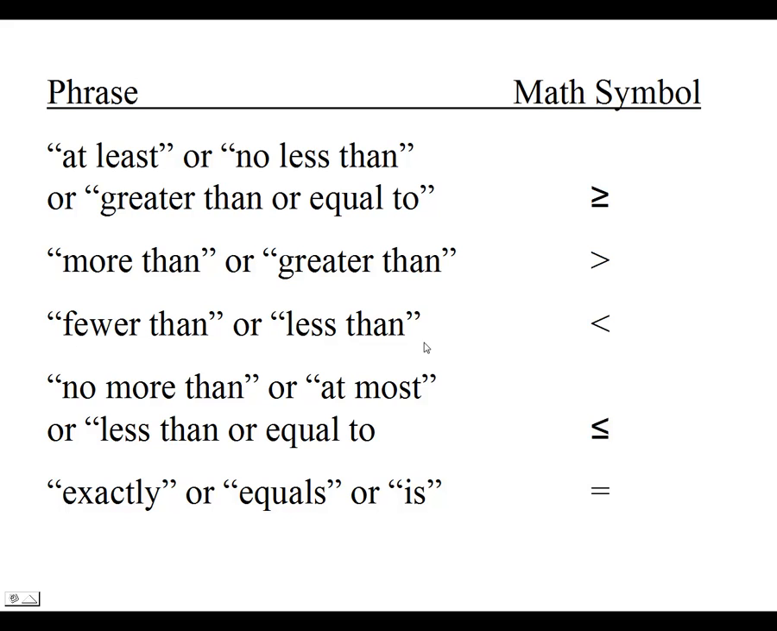Similarly, fewer than or less than refers to strictly less than, so the less than sign. And no more than, at most, less than or equal to, all refer to less than or equal to as far as our symbol. The last one, typically the easiest one, is anytime we say the probability that it is or equals or is exactly. This would be the symbol to use. These are the only possibilities.